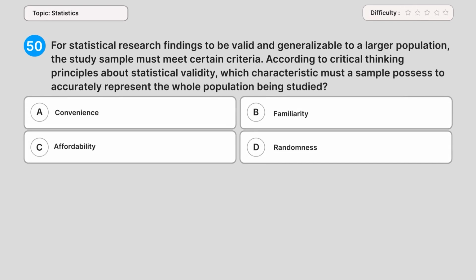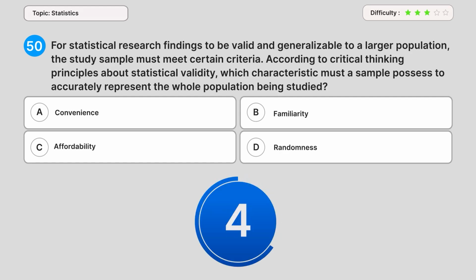50. For statistical research findings to be valid and generalizable to a larger population, the study sample must meet certain criteria. According to critical thinking principles about statistical validity, which characteristic must a sample possess to accurately represent the whole population being studied? A. Convenience. B. Familiarity. C. Affordability. D. Randomness. What do you think is the answer?